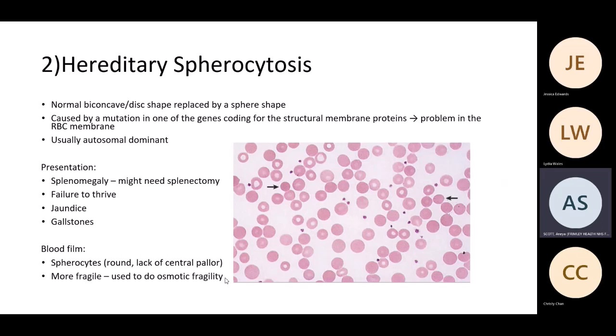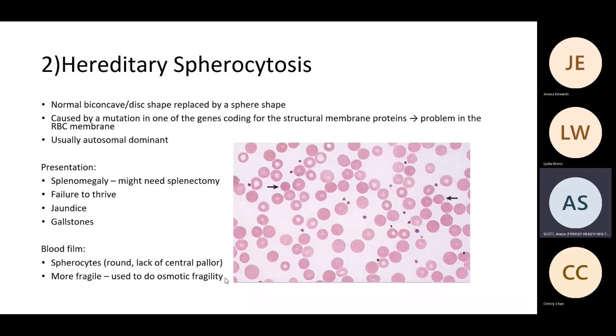So in terms of presentation, they're going to present with splenomegaly. A lot of these patients as well need splenectomies because their spleens get so big. Failure to thrive, jaundice as well occurs because of the hemolysis. So jaundice is very common in all the hemolytic anemias, and gallstones as well.